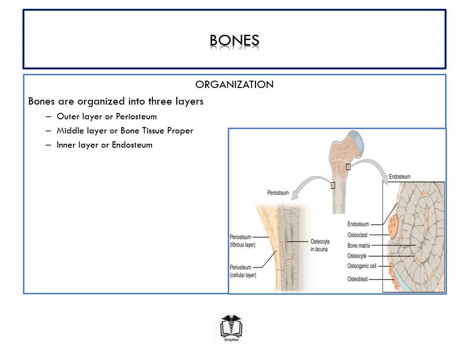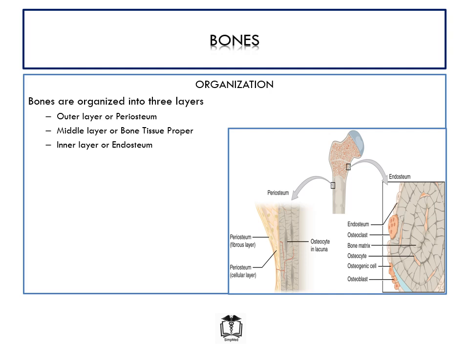So bones are usually organized into three layers. A single bone has three major layers macroscopically. These layers include the outer layer, which we call the periosteum, the middle layer known as the bone tissue proper, and then the inner layer known as the endosteum. We will talk about each of these layers of the bone little by little as we move along the slide.